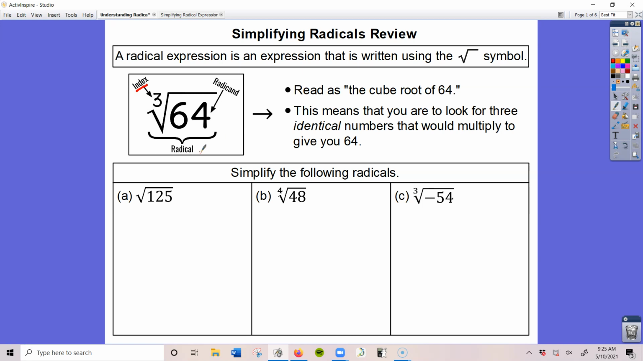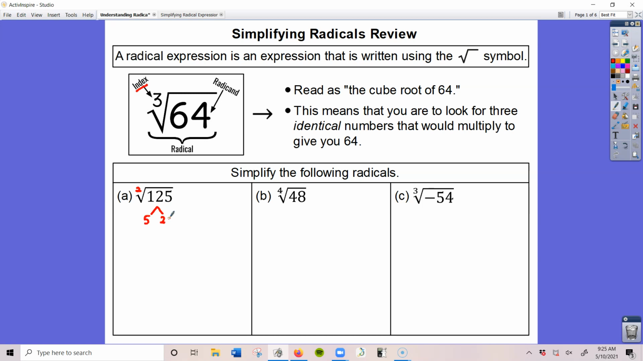What we have seen in the past is the square root, which, as you can see, does not necessarily have a number, and that's because it's the very first radical that we ever use. So even though we don't see it, the index for this particular radical expression is 2. That means in order to remove a number from the square root, we would need 2 identical numbers. So we start off by breaking down the number. If it's 125, we have to think of 2 numbers that multiply to give you 125, which would be 5 and 25.